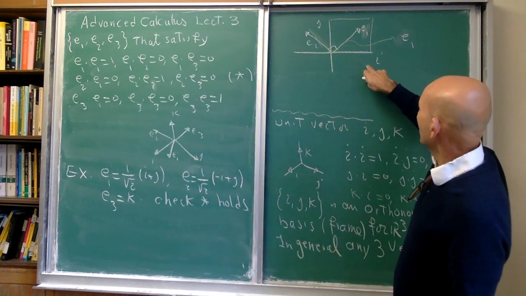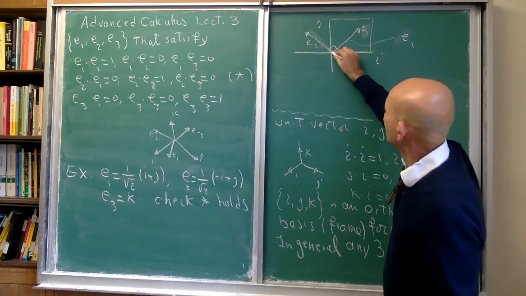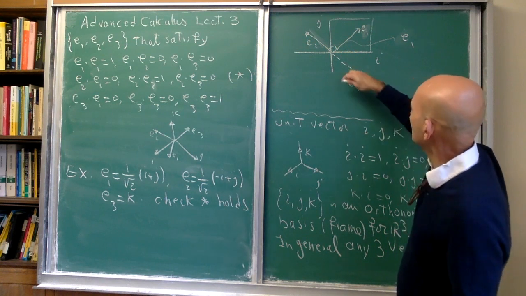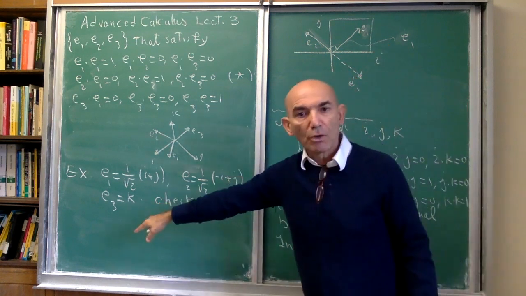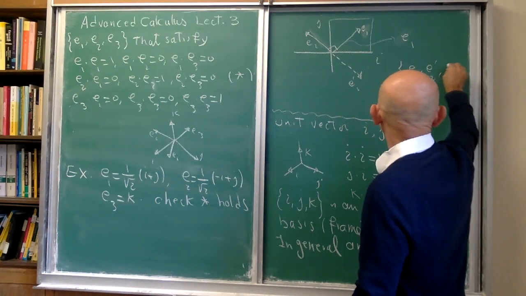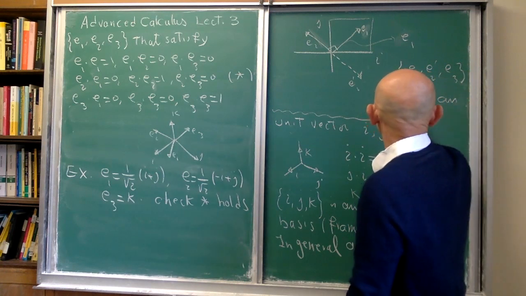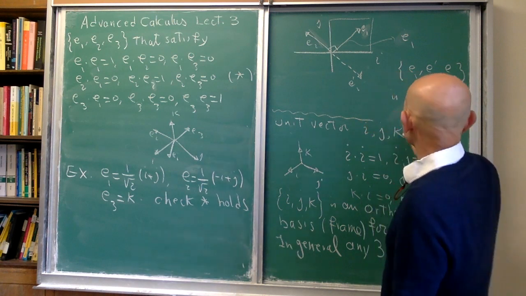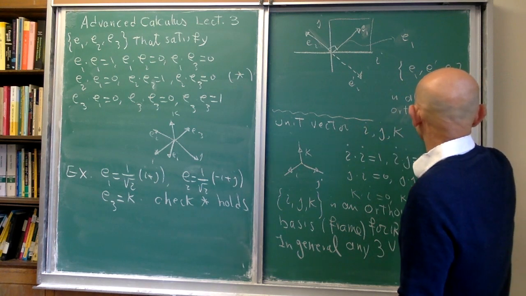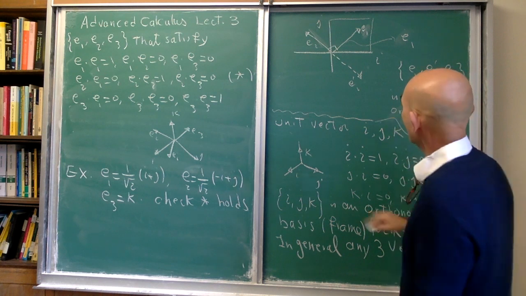Of course, you could have chosen E2 and not along this line in the opposite direction. That would do the same. That would also be fine. This is also, maybe I'll call it E2 prime. This would be E1, E2 prime, and E3 also is an orthonormal frame, or basis.